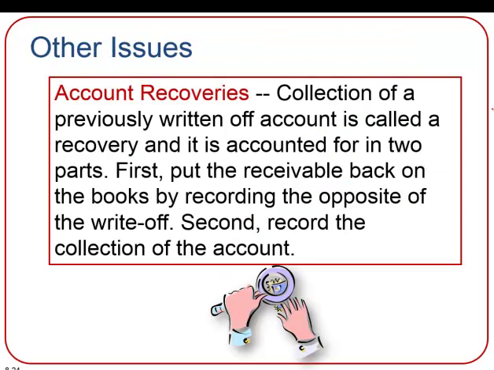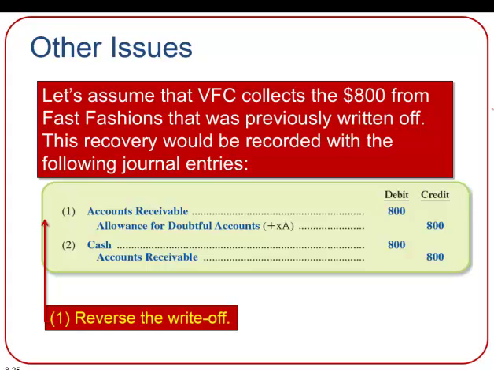If a customer decides to pay us after we've written off the account, then we have to reinstate the balance back into accounts receivable. This is called a recovery. First, we put the receivable back on the books by recording the opposite of the write-off, and then we'll record the collection of the account. The first journal entry is to reverse the original write-off of the accounts receivable. We had written off $800, and we're going to go ahead and reverse it.